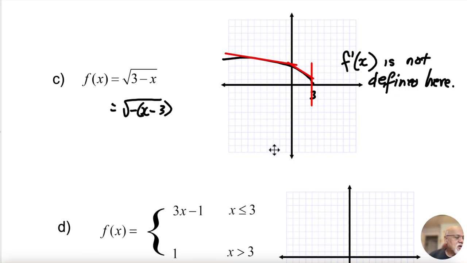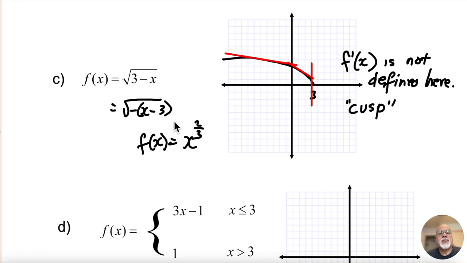Okay, this is an example of what's known as a cusp. I'll show you another example of a cusp. In fact, maybe I'll just do that right now. If we took a look at the function f of x equal to x to the 2/3, for example, you'll see that the function looks like, well, let's go into Desmos and plot it so you can see.